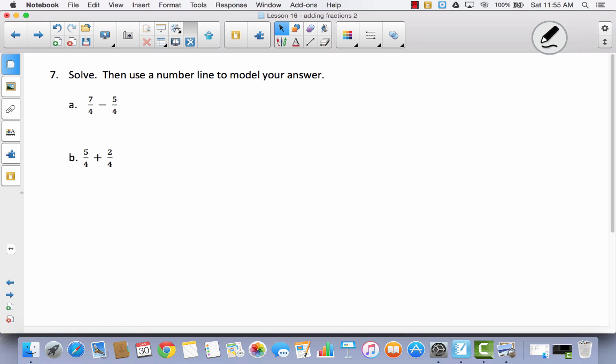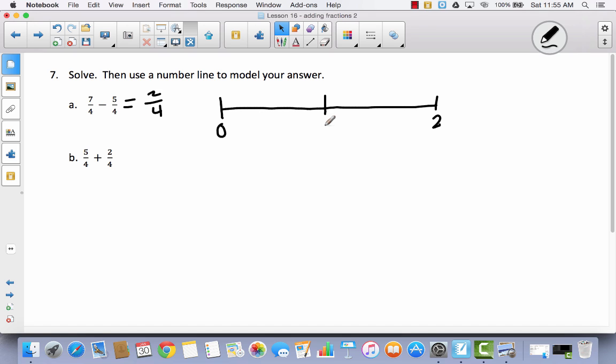Now we've got one part that might be a little bit more difficult for you. Most kids can add and subtract fractions, but they have a really hard time modeling their answer. So let's take a look and see if we can do this. 7/4 minus 5/4 equals 2/4. So let's model this. 7/4 is actually greater than a whole because 4/4 would make one whole. So when I make my number line, I'm going to make this 0 to 2 because 7/4 is more than 1.